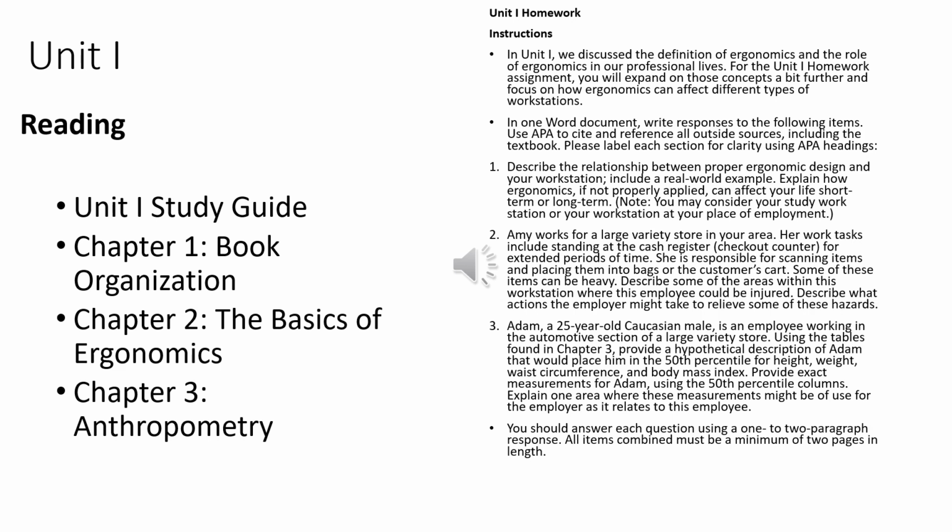Number 3, Adam is a 25-year-old Caucasian male and is an employee working in an automotive section of a large variety store. Using the tables found in Chapter 3, provide the hypothetical description of Adam that would place him in the 50th percentile for weight, height, waist circumference, and body mass index. Provide exact measurements for Adam using the 50th percentile columns. Explain one area where the measurement might be of use for the employer as it relates to the employee.